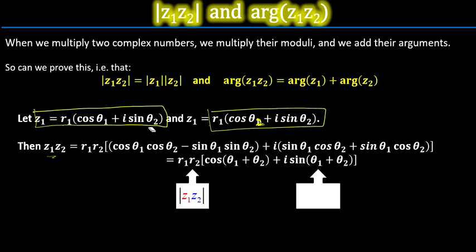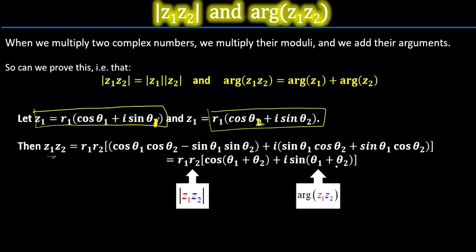I think there's a mistake here, a typing error. That must be 1 here. Sorry, I'm mistaken. So cos theta 1 into cos theta 2, then cos theta 1 into iota sin theta 2, and so on. Then you apply the formula cos A cos B minus sin A sin B, and sin A cos B plus cos A sin B. You know the trigonometric identities, and you get these results.